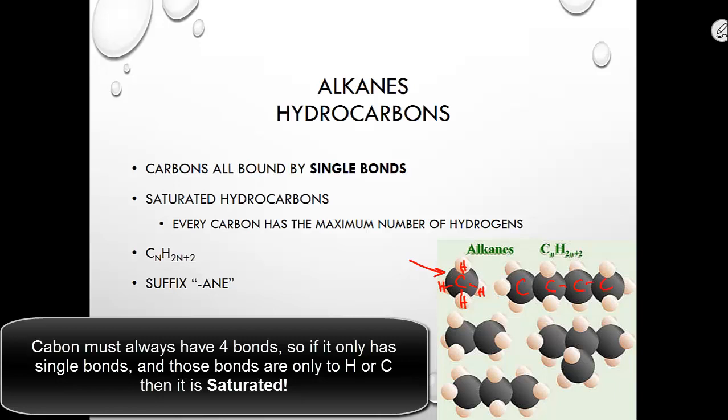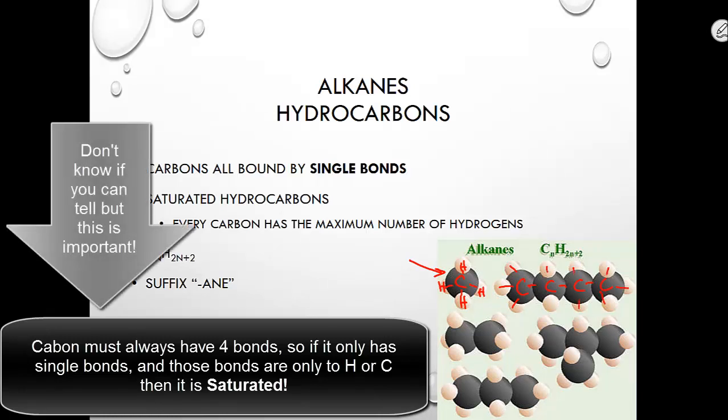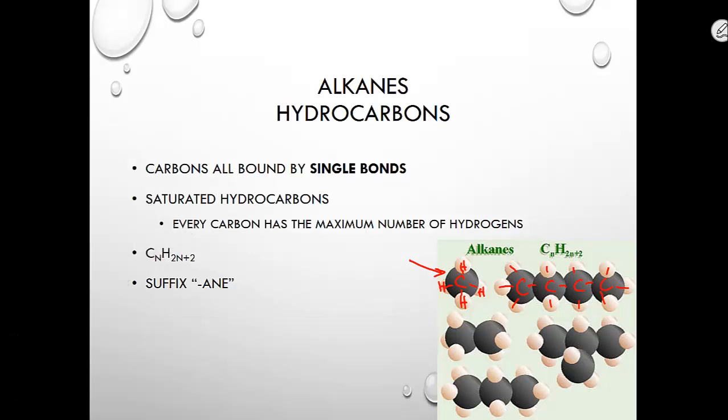All of these carbons are holding the maximum number they can. The ends are holding 3, the ones in the middle are holding 2 hydrogens. The basic formula for an alkane is that whatever number of carbons you have, if you double that and add 2, that's how many hydrogens it has to have.